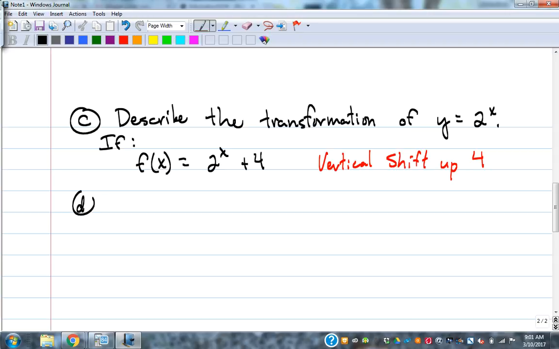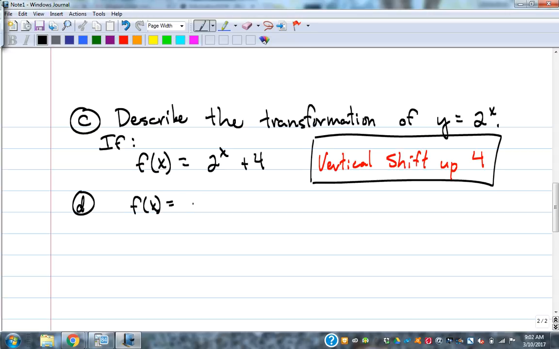Been a little bit, but can't forget things that we're supposed to know already. Same instructions. Describe the transformation on 2 to the x if we had f of x is equal to 2 to the x minus 3. What does that do? To the right 3, because it's with the x. They may not have it written in parentheses, but we can visualize that the parentheses would be there, that's with the x, because it's written in the exponential part. So that would be right 3.